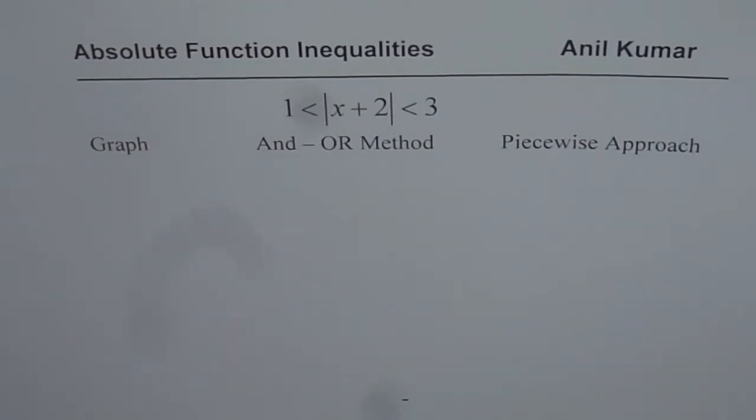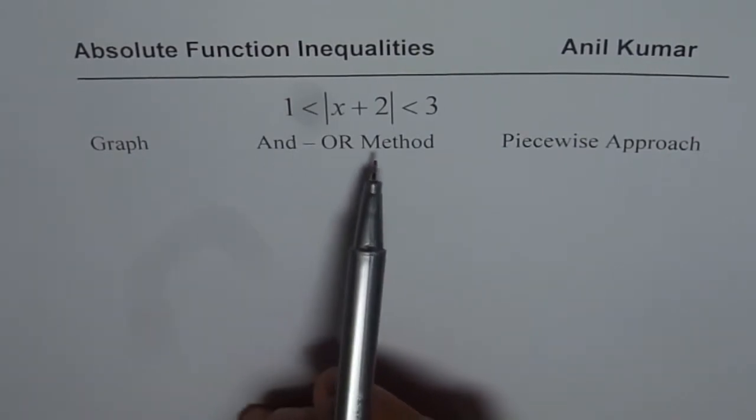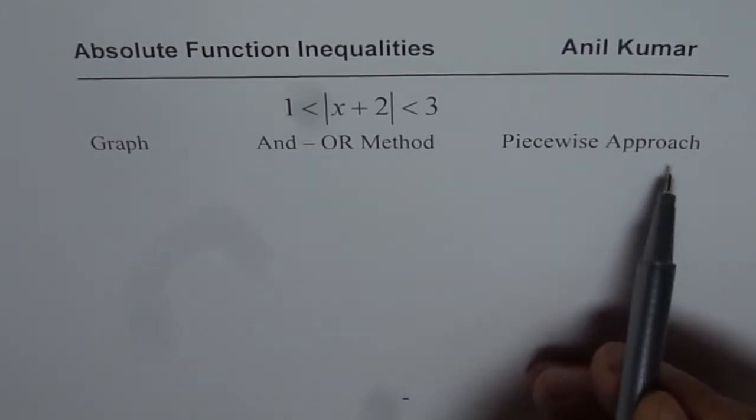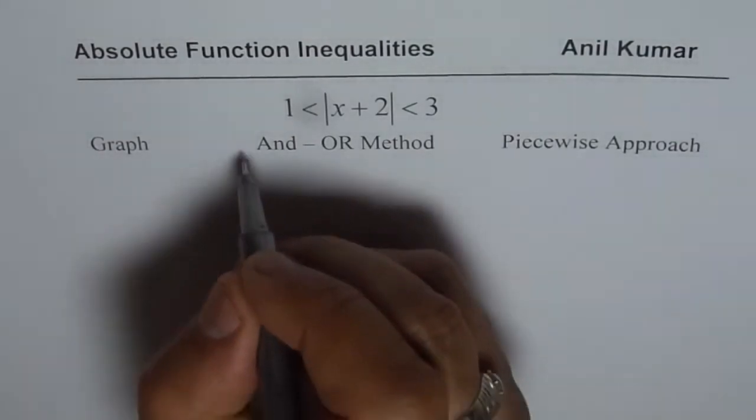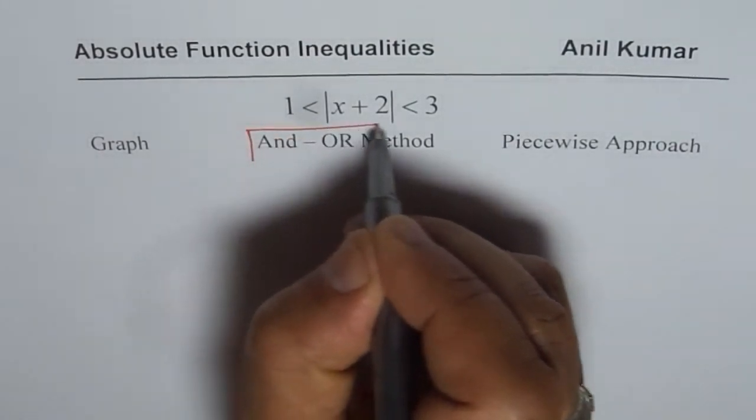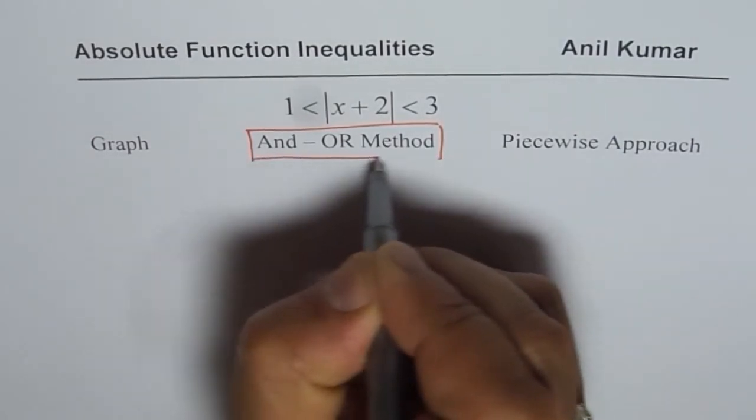I'm Anil Kumar, and in this video I'm going to discuss with you how to solve absolute function inequalities. We have three different methods of solving inequalities. One of them is the graphical method, the other one is for absolute functions, the "and/or" method, and then a piecewise function approach. Now we have already discussed graphs in another video. This time we'll discuss the and/or method.